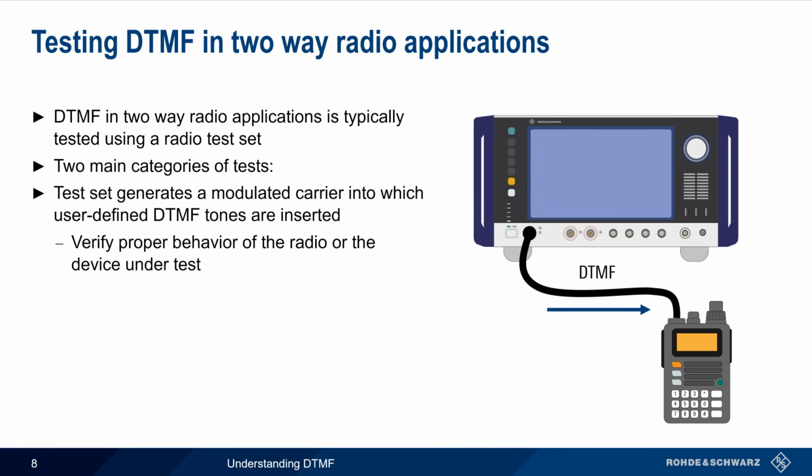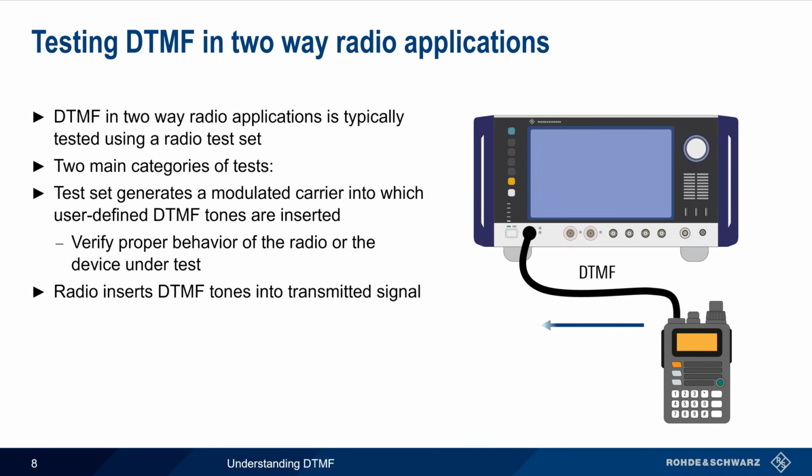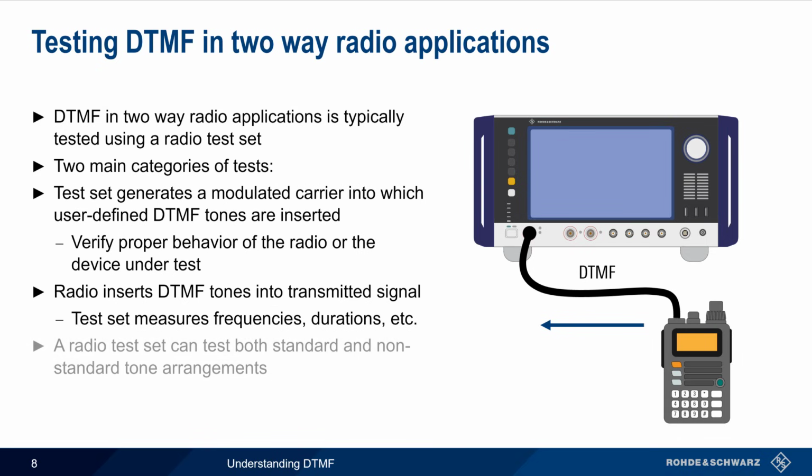The other aspect of DTMF testing is measuring and analyzing DTMF tones generated by a radio. In this case, we're primarily concerned with the frequencies and durations of the transmitted tones. One advantage of using a radio test set is that it can test using both standard and user-defined tone arrangements, and it provides the highest flexibility and measurement accuracy for both frequency and timing.